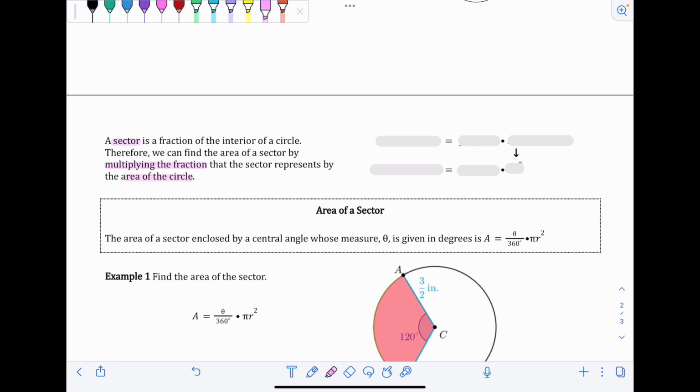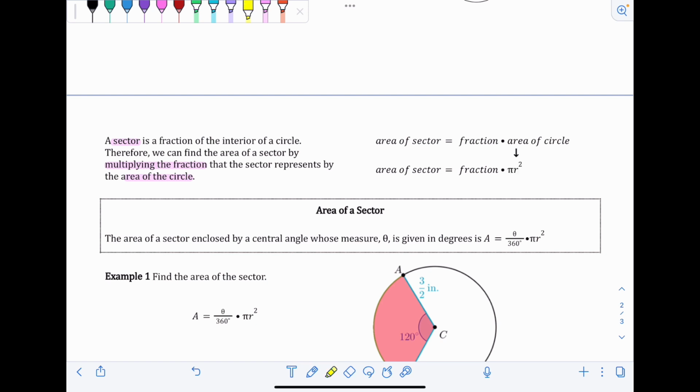So think if I had a sector that was 1/3 of the circle, I would do 1/3 times the entire area of the circle to find the area of just the sector. So we can set up our formula by area of the sector is equal to the fraction, how big is the slice out of the whole, times the area of the entire circle. And then we know the formula for the area of a circle is pi r squared, so we can go ahead and put that in for area of the circle. So we'll say area of a sector equals fraction, again, how big is our slice, times pi r squared.